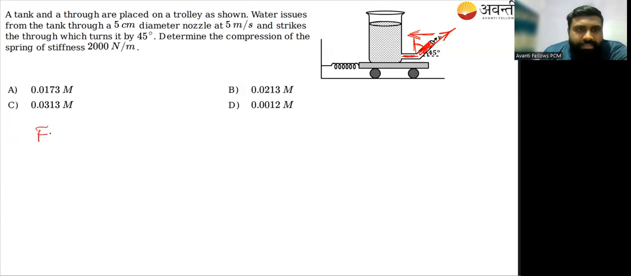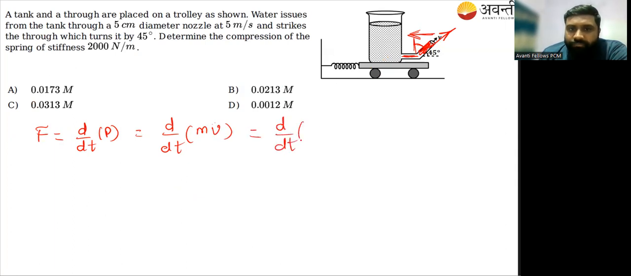Yeah, definitely that force will be dP/dt, the momentum of the water. Now dP/dt we can write as mass into velocity. In fluid mechanics, we generally write mass in terms of volume and density, so it will be rho into volume into velocity. Rho is constant, so it becomes rho times the volume flow rate dV/dt into v.